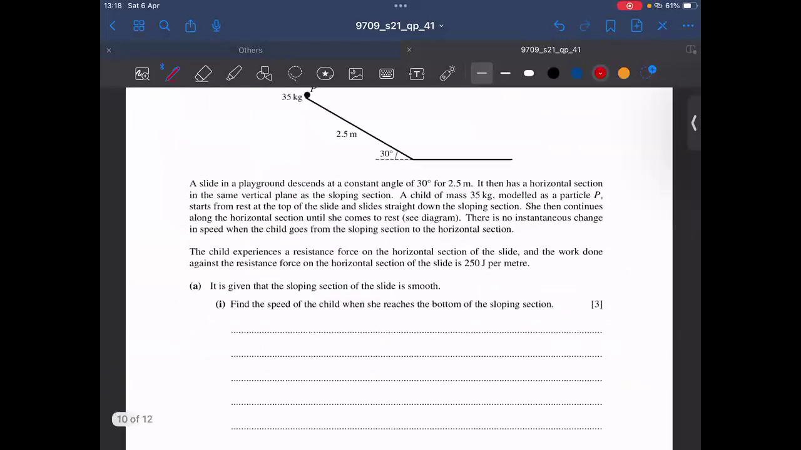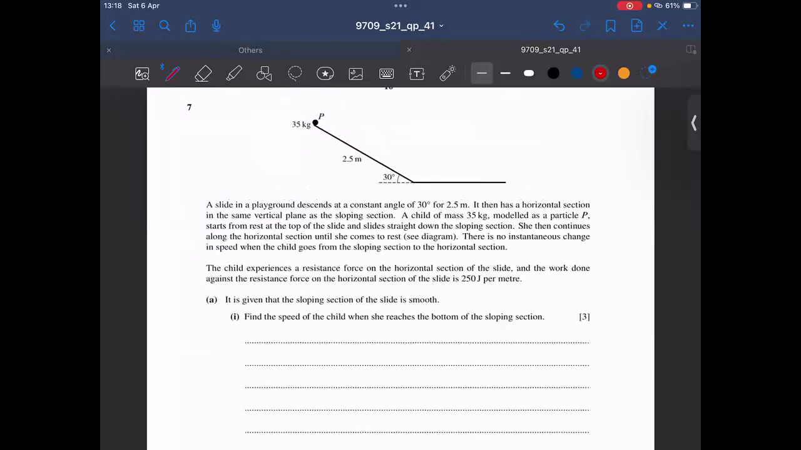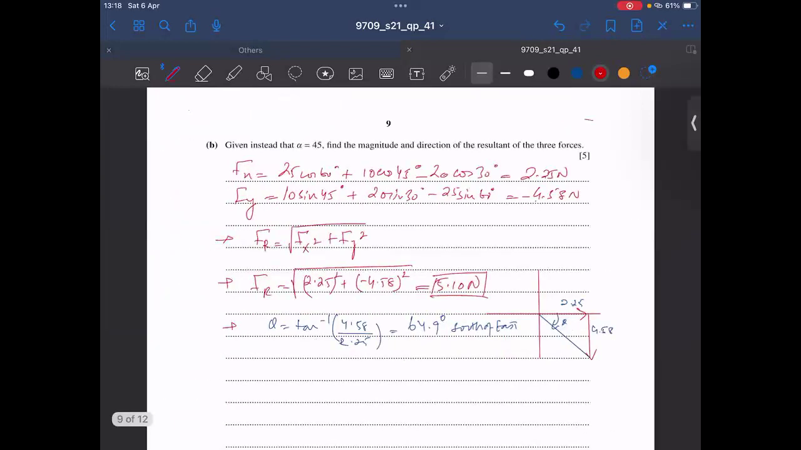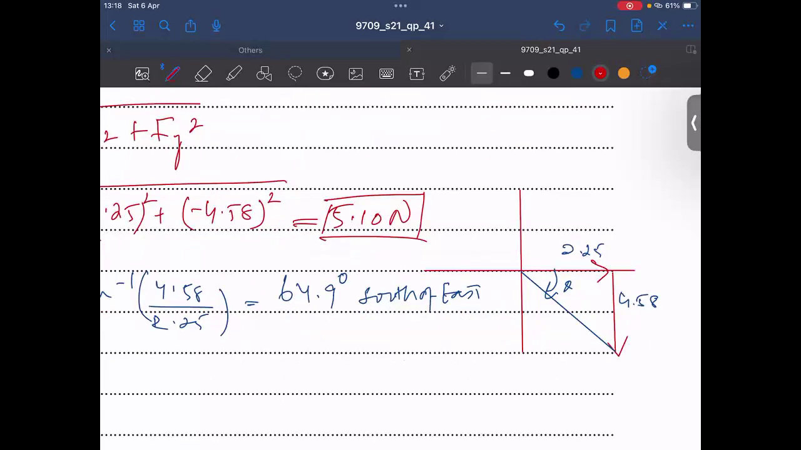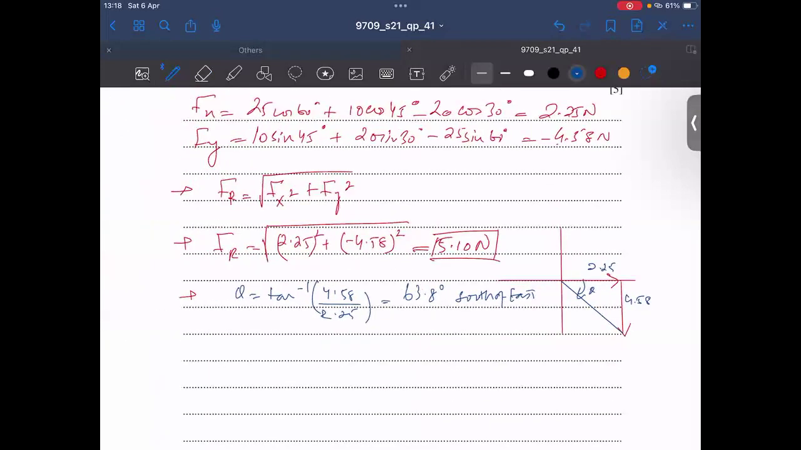One last question. A slide in the playground descends at a constant angle of 30 degrees. The direction is below the positive x-axis, and the answer is coming 63.8. All right. Minus 4.57.